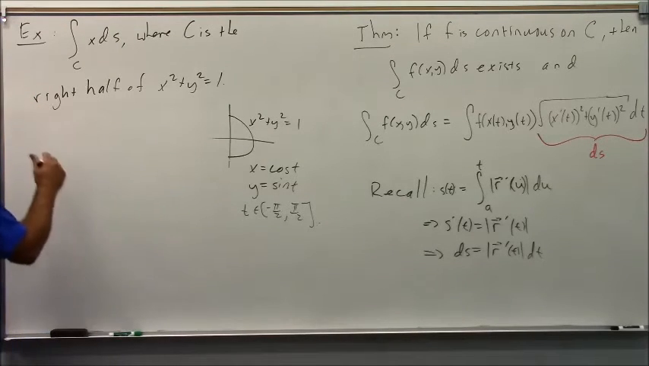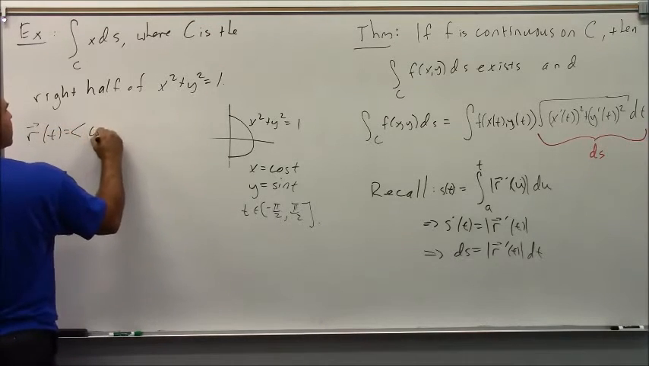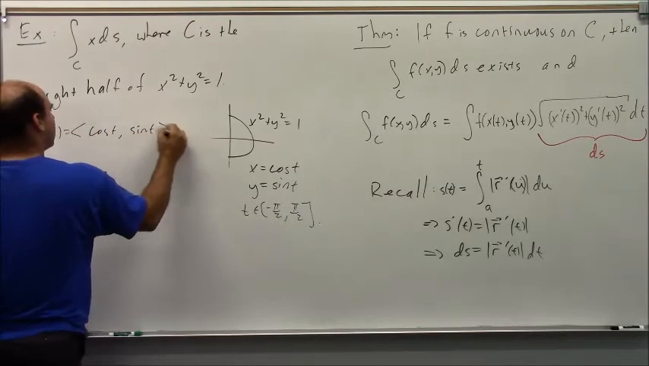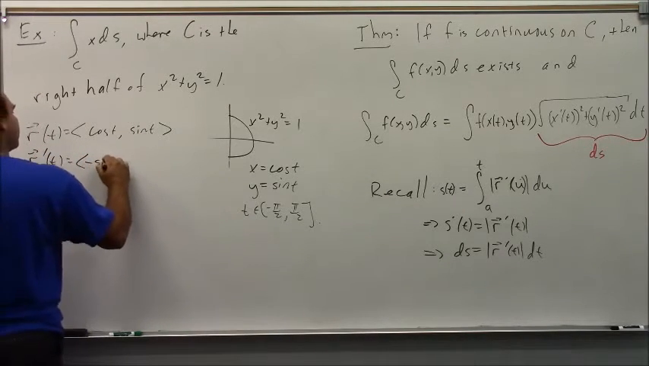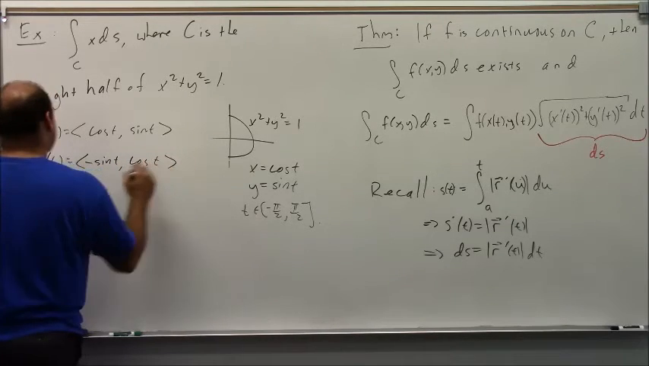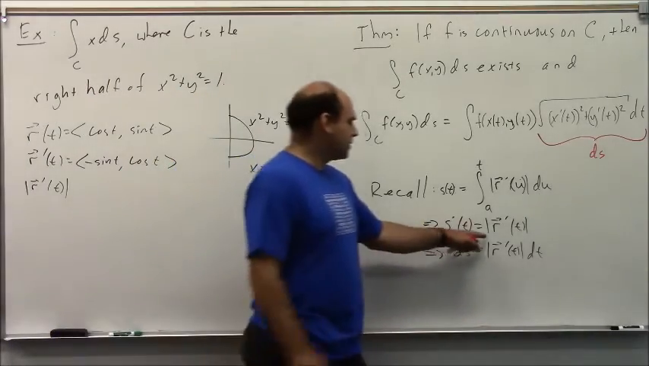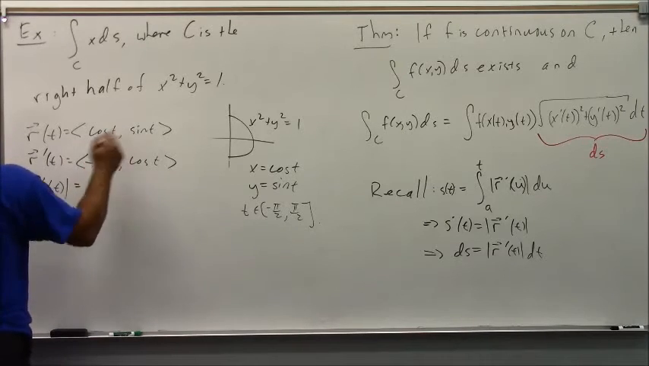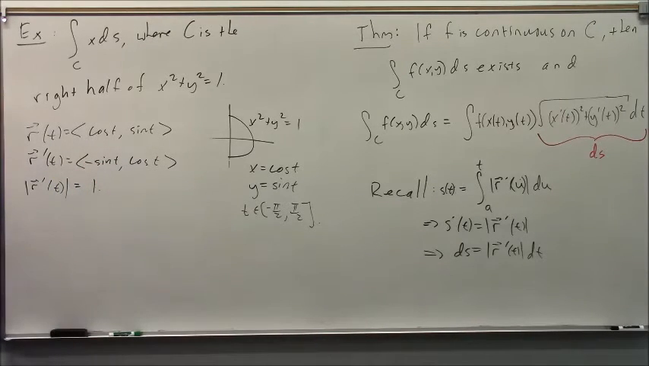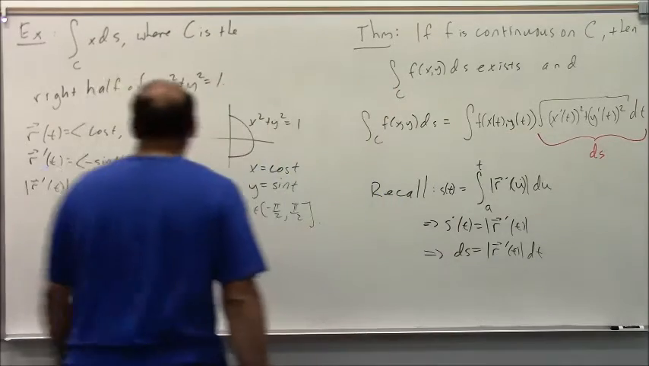Here I go. My parameterization looks like r of t equals cosine t, sine t. So r prime of t is negative sine t, cosine t. And the magnitude of r prime of t, which is the thing I need for ds, is going to be just 1, the square root of sine squared plus cosine squared. That's really nice because the radical in the integrand makes me nervous. Those cause problems.